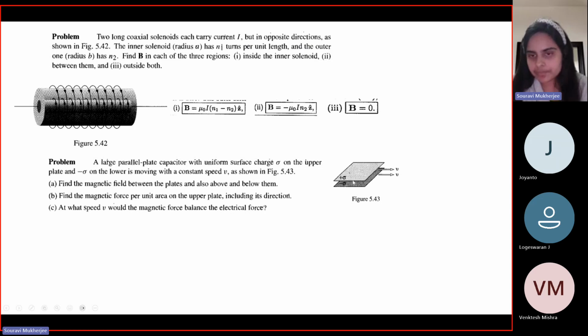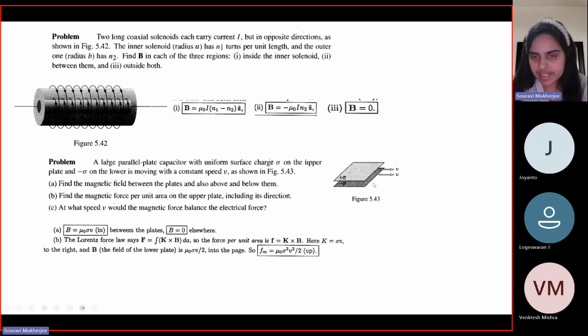If you recall how we solved for the capacitor, we saw that inside you would get a field of sigma by epsilon naught, while on the two sides outside the plates, the fields for each cancelled and we got 0. We'll get a similar result here. So you can try to solve for it.